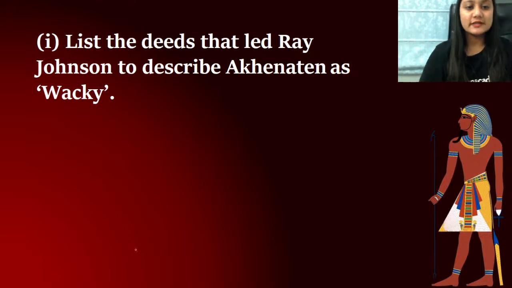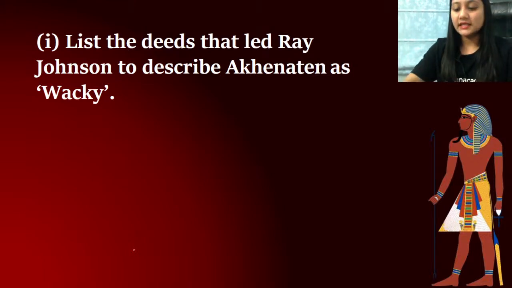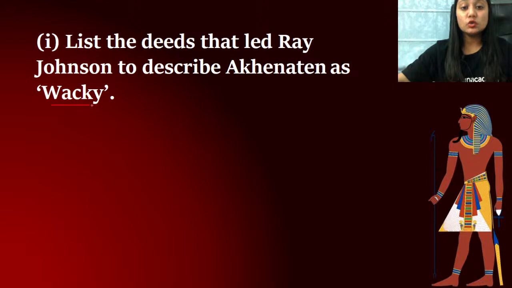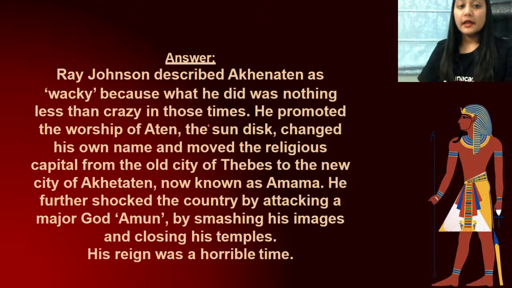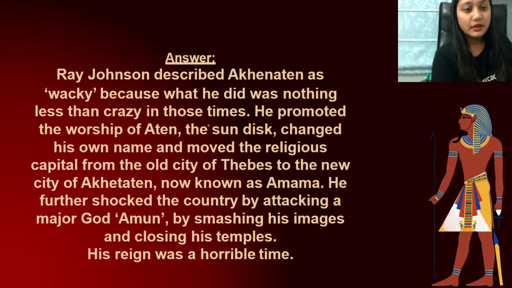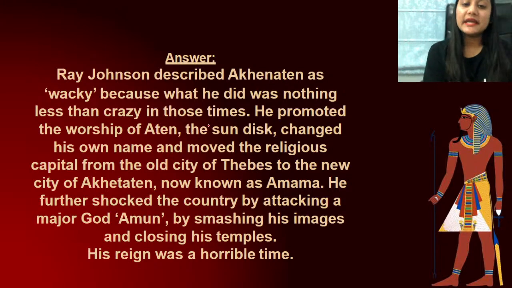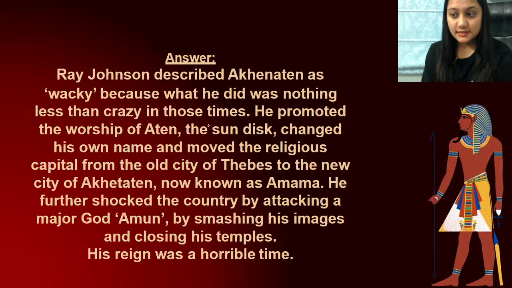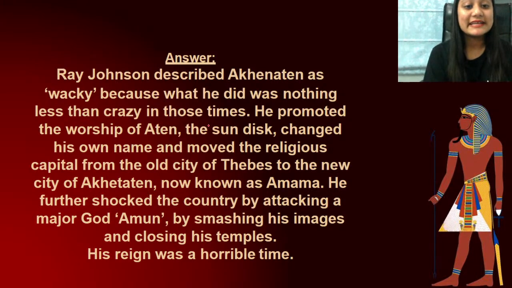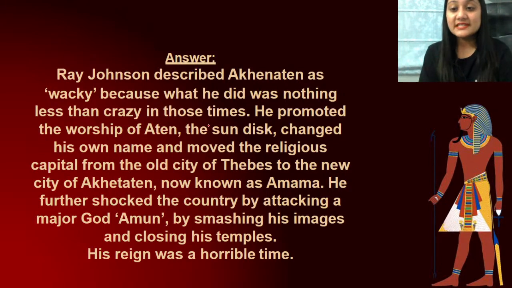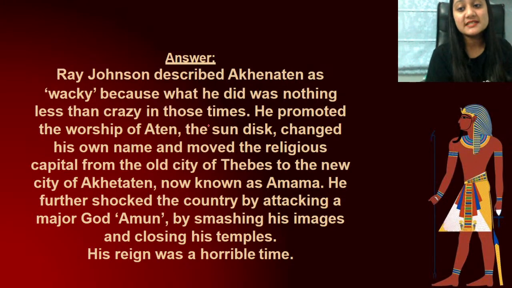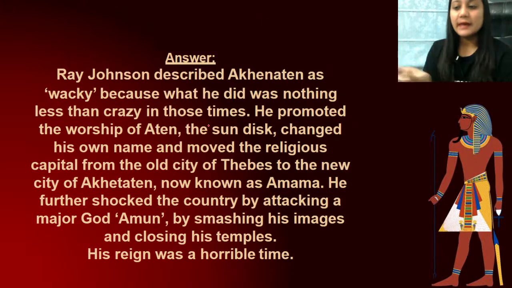List the deeds that led Ray Johnson to describe Akhenaten as wacky. And wacky is a term which is being used for Akhenaten. Yeah? Ray Johnson and wacky, somebody who is weird, who is pretty pathetic, who is bad. Yeah, Ray Johnson described Akhenaten as wacky because what he did was nothing less than crazy in those times. Obviously, he attacked the temples, he demolished the temples, and he actually moved the capital of the city, which was Thebes, to some other capital.